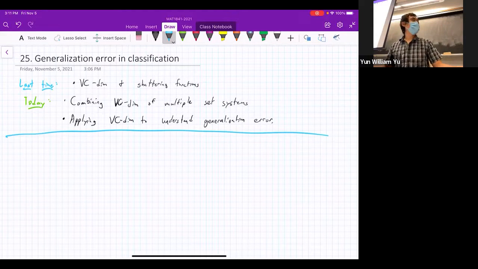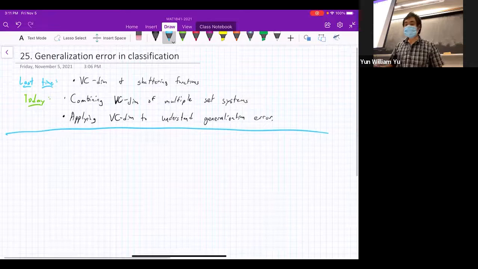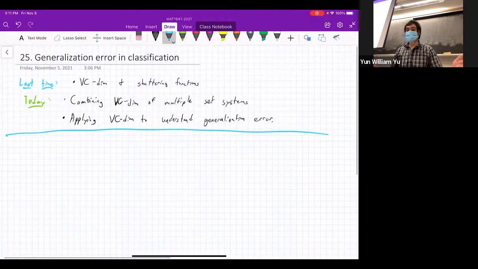Welcome back to MAT1841. Last time we talked about VC dimension and shattering functions, and we introduced that as well as gave some examples of VC dimensions of particular set systems. Today we're going to combine VC dimension of multiple set systems, and then we're going to apply VC dimension to trying to understand generalization error.